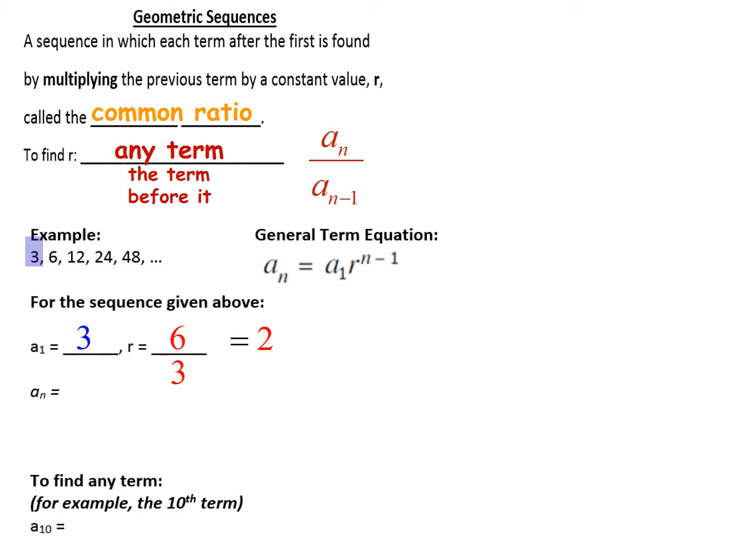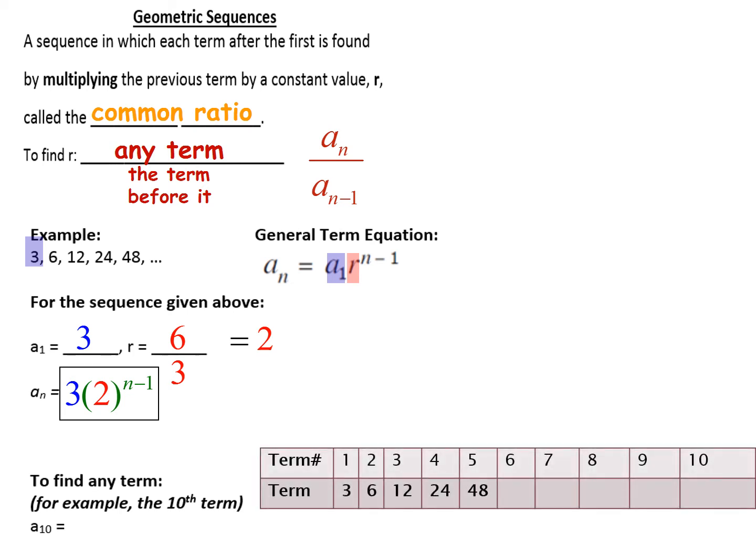We're going to put that into our general term equation. First, we start with the very first term in the sequence, which is 3. We write down our r, the common ratio, which is 2, and we raise it to the n minus 1 power. We could always go with a table or chart and multiply every term by 2, and continue the pattern. However, once we write a general rule, we can plug it in, and we can also plug it into the calculator. And we get 1536.